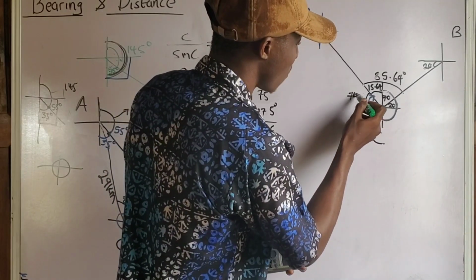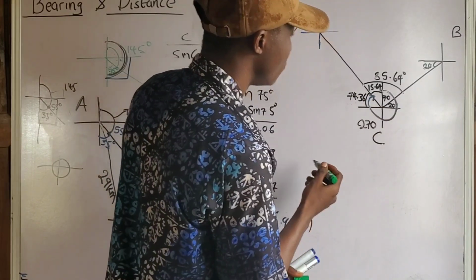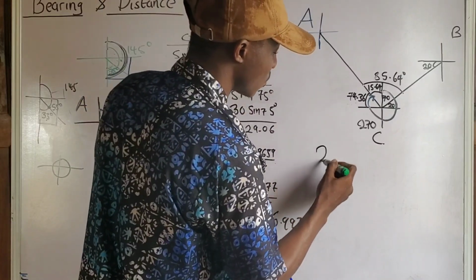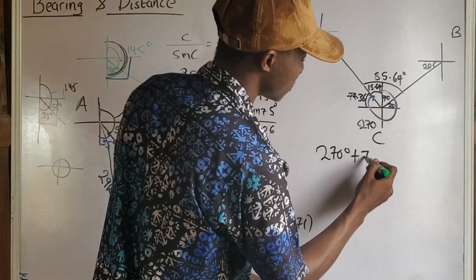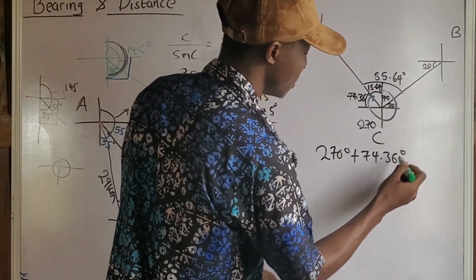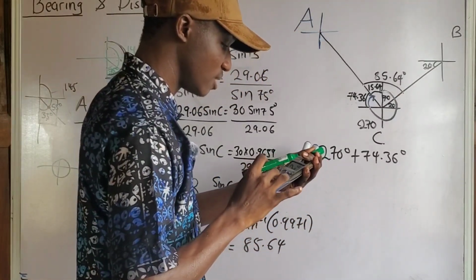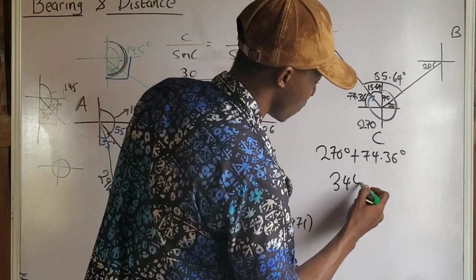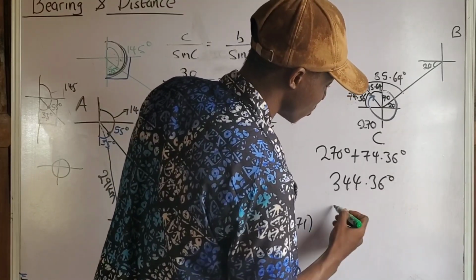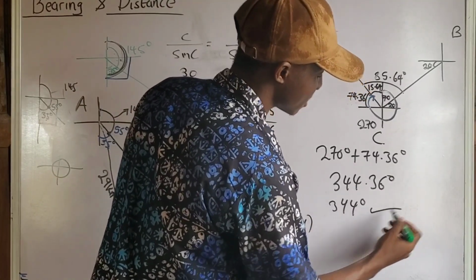So the bearing of the starting point from the car is 270 degrees plus 74.36 degrees. That is 344.36 degrees, or 344 degrees. That is the final answer.